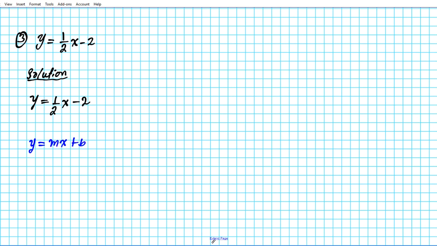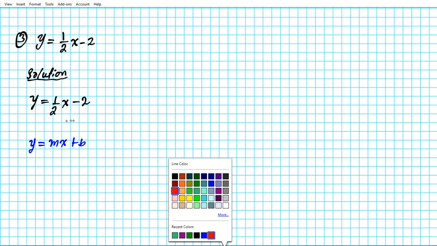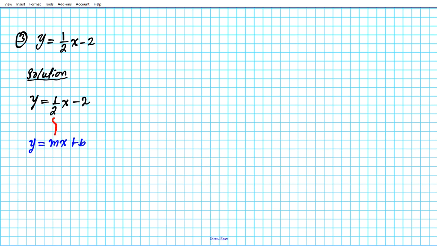y equals mx plus b. Now, the m value is the coefficient of x. In this case it is 1/2. And the b value is the other number. In this case, it is -2. So we know where to begin, and we know the direction. So let's go ahead and specify. Where are we going to begin from? You begin from the y-intercept. Your y-intercept is b, and in this problem, b is -2. So we're going to start from -2 on the y-axis.